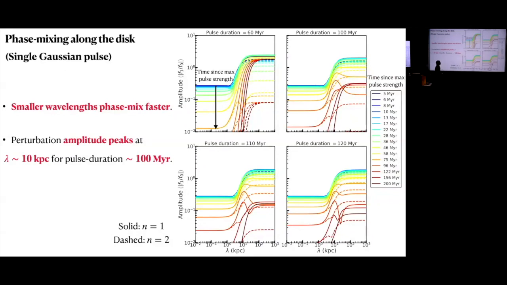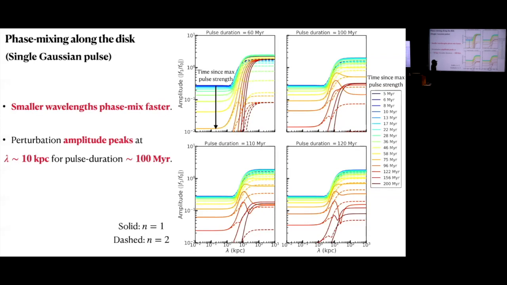There are two things that I would like to highlight here. One is that the small-scale perturbations damp out much faster than the large scales. That's expected because it takes a smaller time for the information to travel, or basically things get out of sync very quickly on small scales. But on large scales, it takes time for the stars to get out of sync.